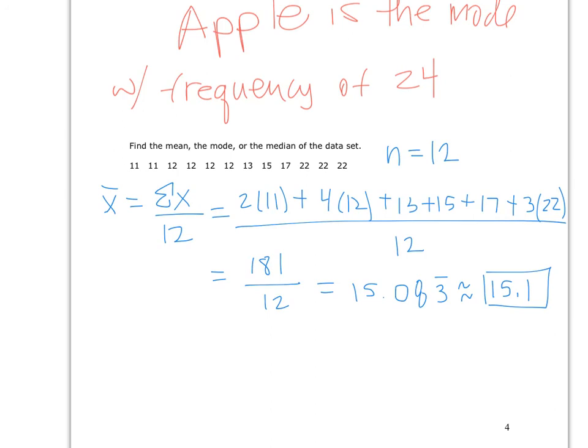All right, let's look at median. It is nicely arranged for us from smallest to largest. Our sample size is 12, it's even, so we're going to look at the middle two numbers. So 1, 2, 3, 4, 5, 6. So here are our middle two numbers. Taking the average of those, we get 12.5 for the median.